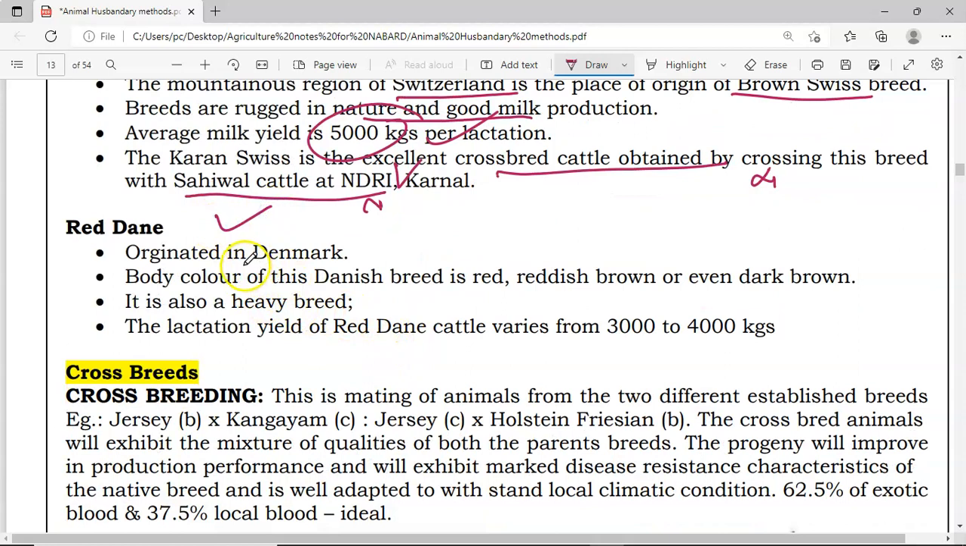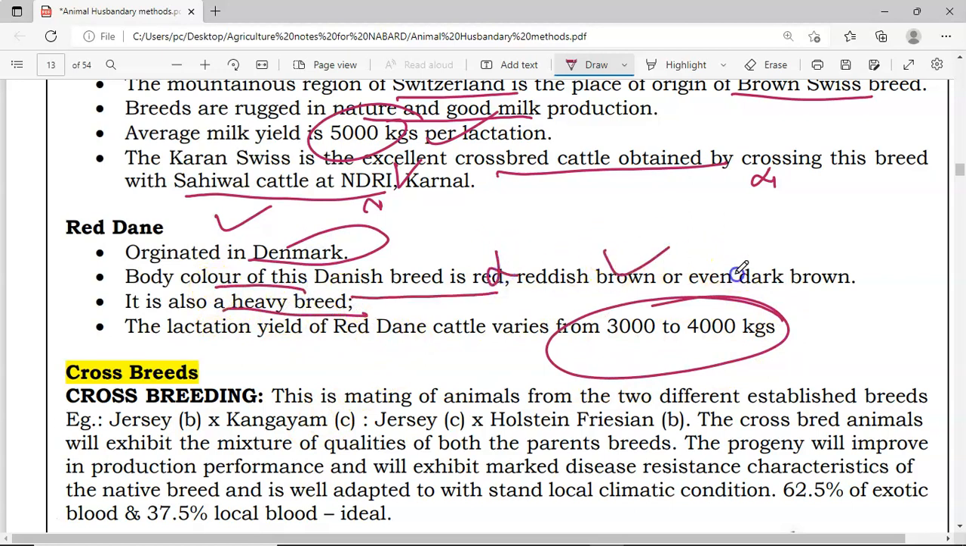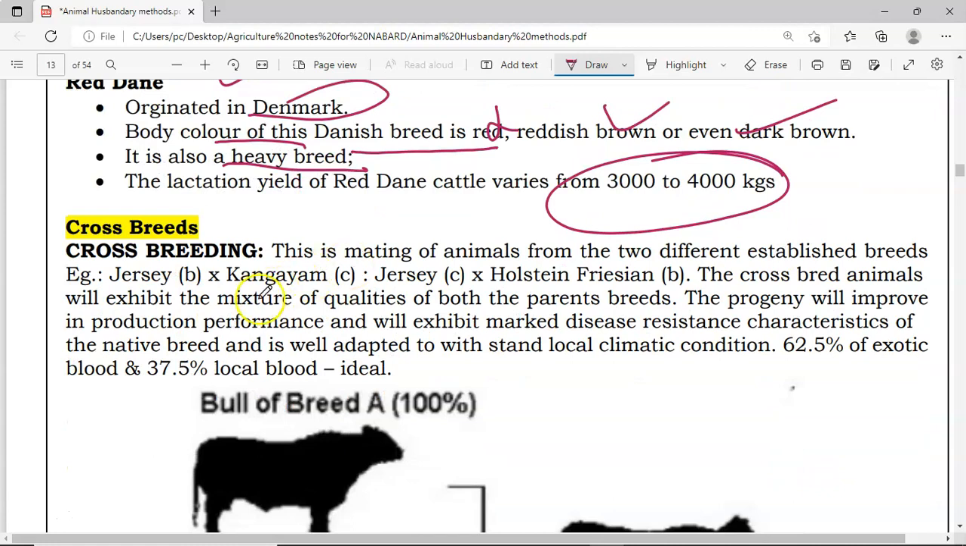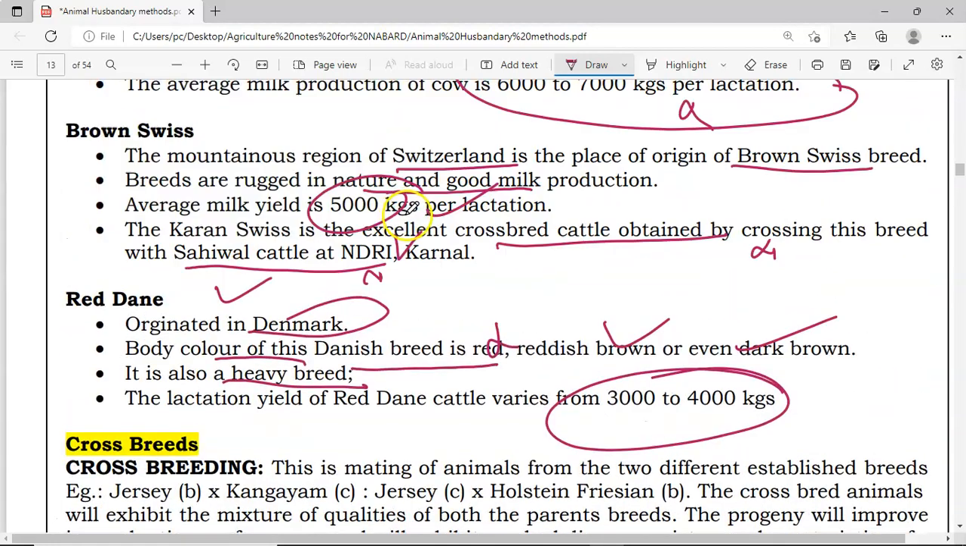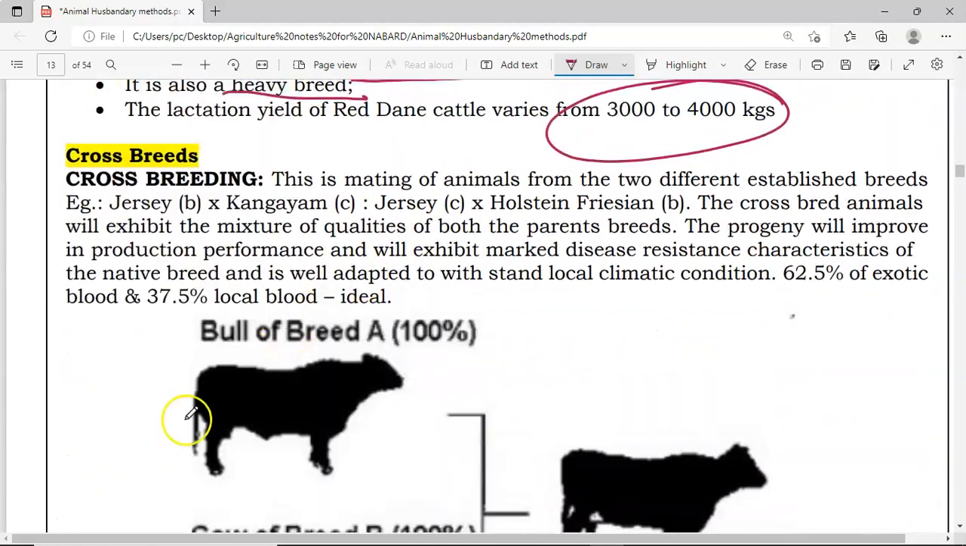Red Dane originated in Denmark. Lactation is 3,000 to 400. It is a heavy breed. Body color of the Danish breed is red and reddish brown or even dark brown. So friends, this was all about the cattle. Now we will see some important terms related to crossbreeding.